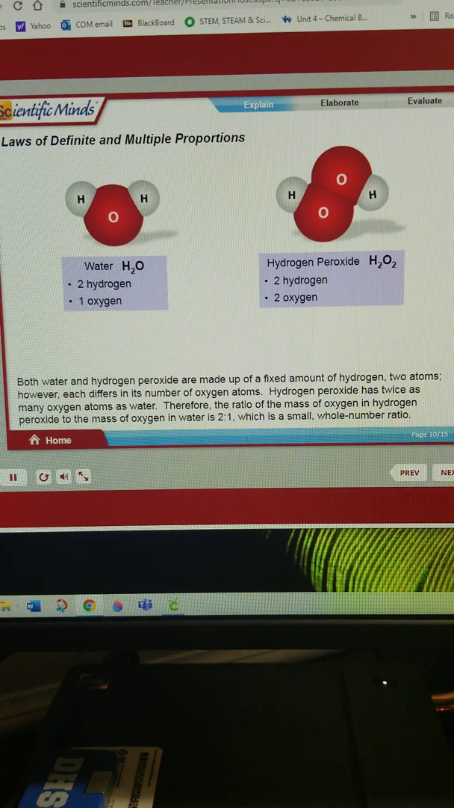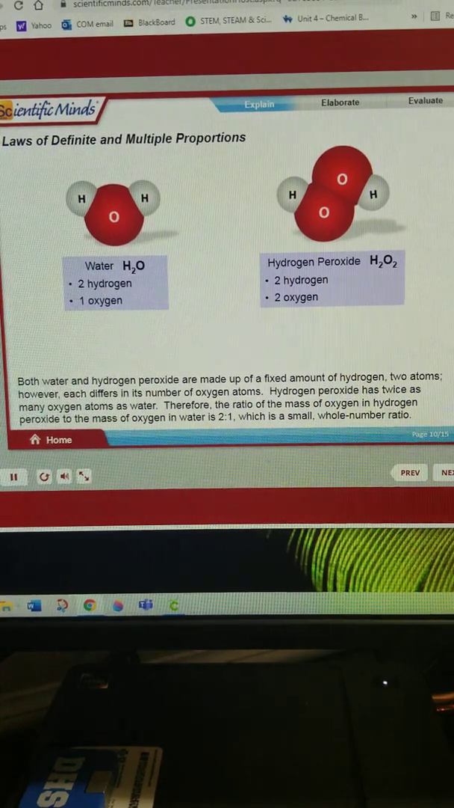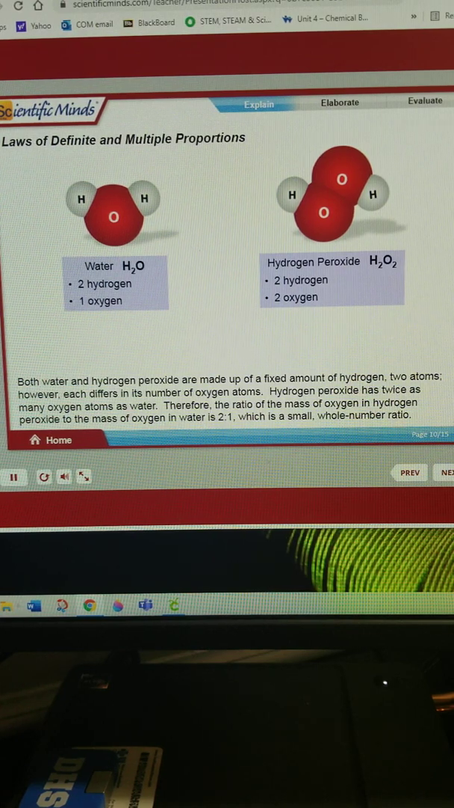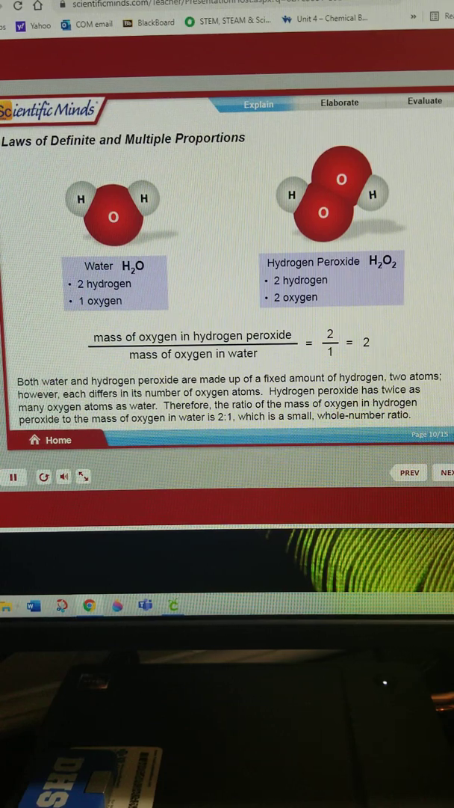Both water and hydrogen peroxide are made up of a fixed amount of hydrogen, 2 atoms. However, each differs in its number of oxygen atoms. Hydrogen peroxide has twice as many oxygen atoms as water. Therefore, the ratio of the mass of oxygen in hydrogen peroxide to the mass of oxygen in water is 2 to 1, which is a small whole number ratio.